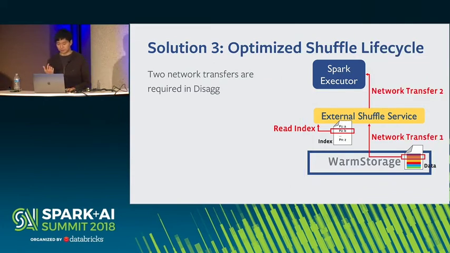Now, if you're actually running in Disagg, one of the inefficiencies here is that you end up doing two network transfers. If your shuffle service is working as the file server, it reads from warm storage, or whatever your remote storage system is. That's one network transfer of this data file. And then you also have to transfer that to the Spark executor.